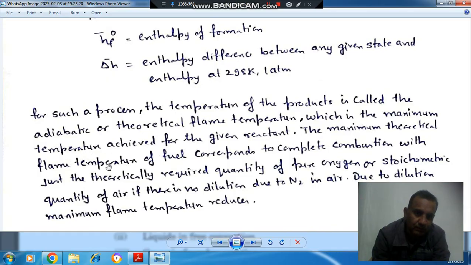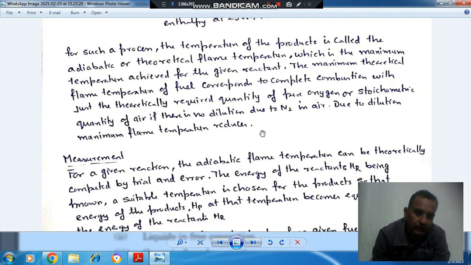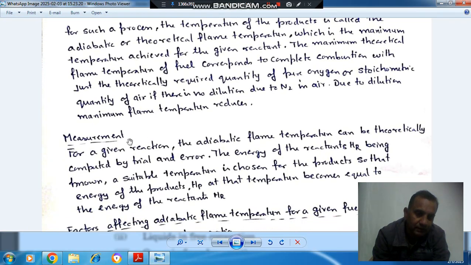The maximum theoretical flame temperature of a fuel corresponds to complete combustion with just the theoretically required quantity of pure oxygen, or stoichiometric quantity of air if there is no dilution due to N2 in air. Due to dilution, the maximum flame temperature reduces. So if we burn the fuel with oxygen only, then we will get more adiabatic flame temperature. If we burn the fuel with air, there will be slightly less temperature because of dilution of air due to N2.